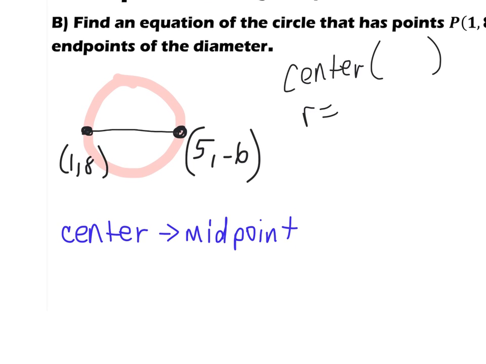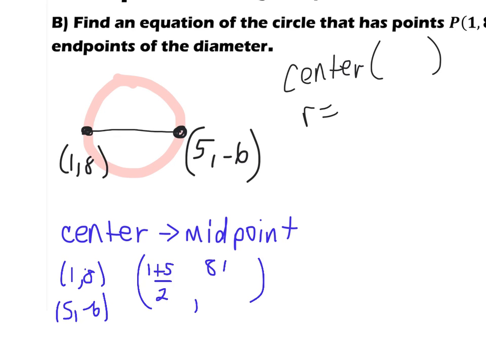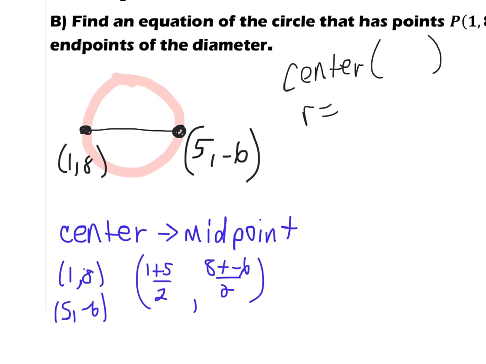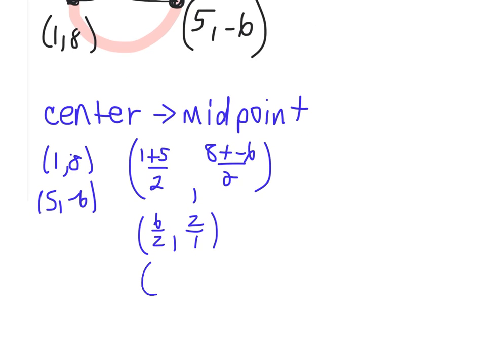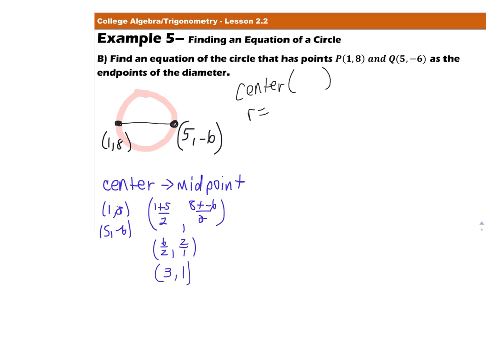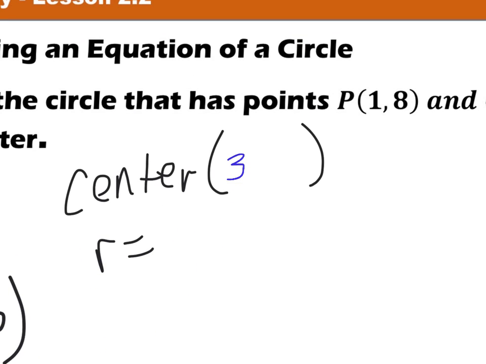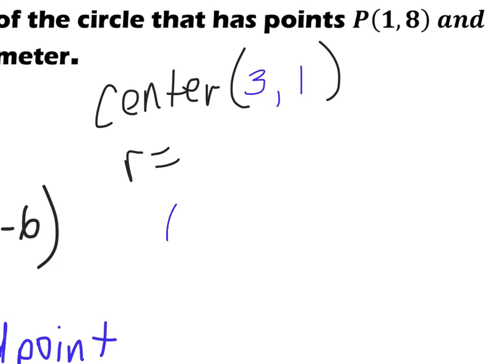So guys, (1, 8), (5, -6). What are my x's, what are my y's? 1 plus 5 divided by 2, yes? And then 8 plus -6 divided by 2. So 6 divided by 2 over 2 divided by 2. Where's my center? At (3, 1). Good. So my center is at (3, 1). So we can already start the equation of our circle.